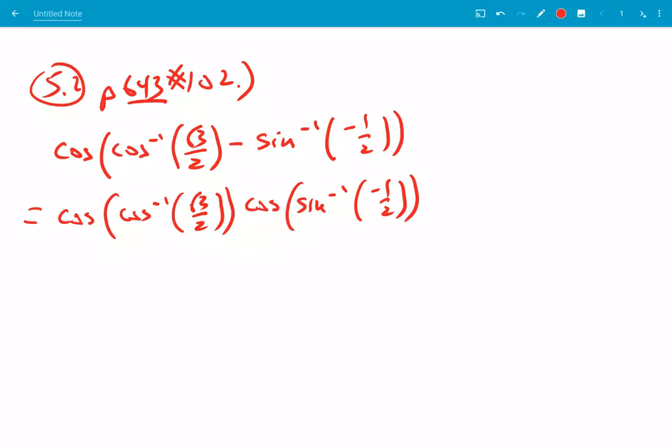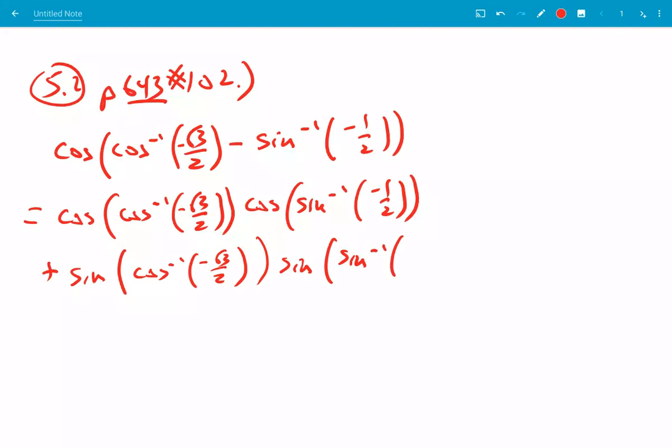Well, this is not going to fit, is it? All right, let's put it here. Plus the sine of the first angle, which is the angle whose cosine is negative rad 3 over 2. Sorry, this is negative here. So that's negative, that's negative. Negative rad 3 over 2 times the sine of the second angle, which is the angle whose sine is negative a half.